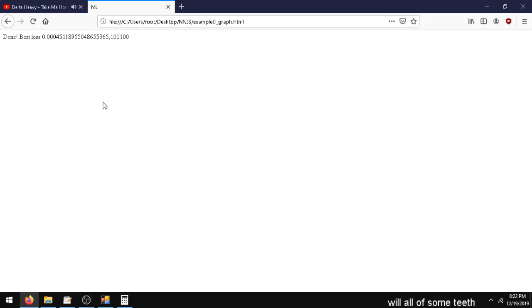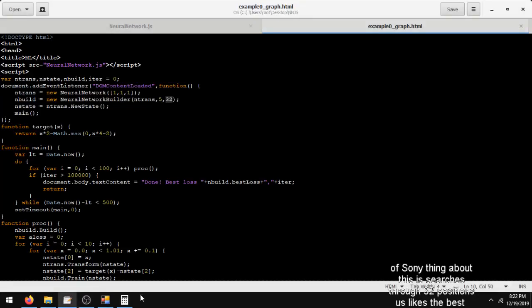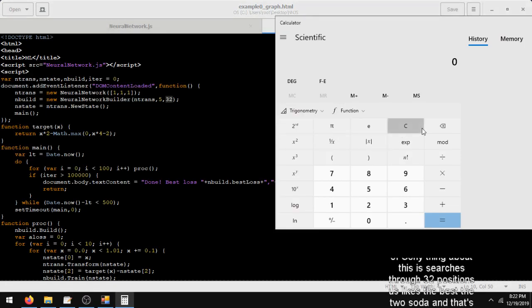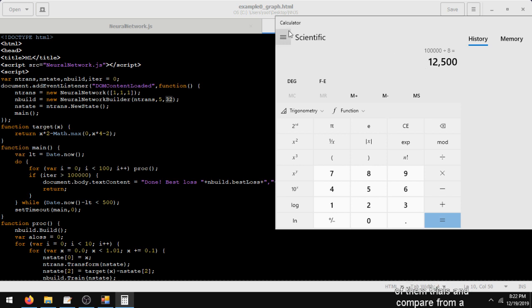So let me think about this. It searches through 32 positions, selects the best. 32, so the 100,000 would be divided by 32. 100,000 compared to... I wonder if it's literally just the increased iterations of searching.